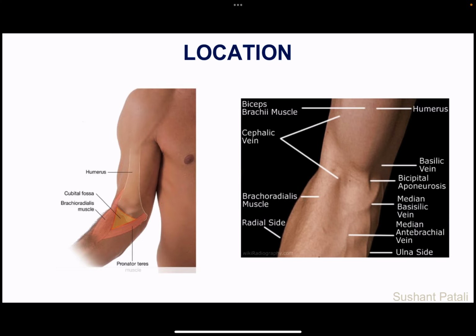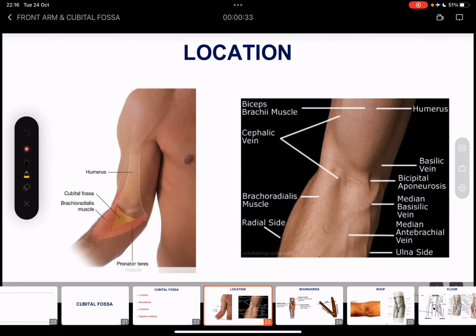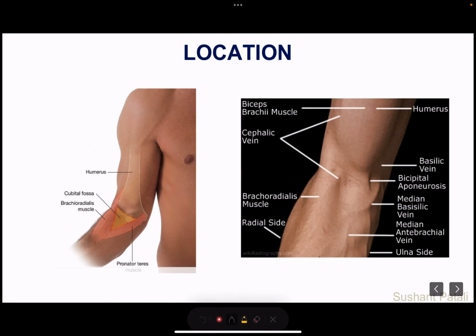Now, where is the cubital fossa? What is the cubital fossa? The cubital fossa is a triangular space in front of the elbow joint. It lies opposite the elbow joint, in front of it. It's an intermuscular space that lies in the front of the elbow joint, as you can see in this picture. So this is the cubital fossa.